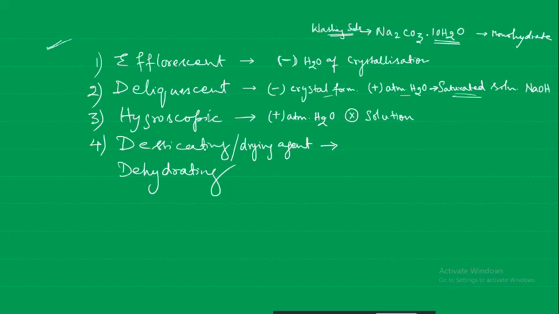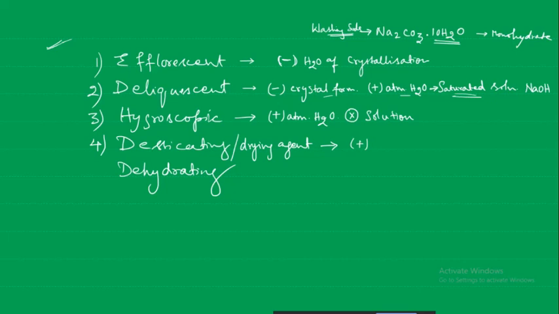Can you tell exactly what will be different between hygroscopic and desiccating? Both are going to absorb moisture. This drying agent is also going to absorb moisture. Yes, it is going to absorb the moisture. Sir, I think a hygroscopic substance chemically reacts with the other substance, and a deliquescent substance or drying agent does not chemically react with others.